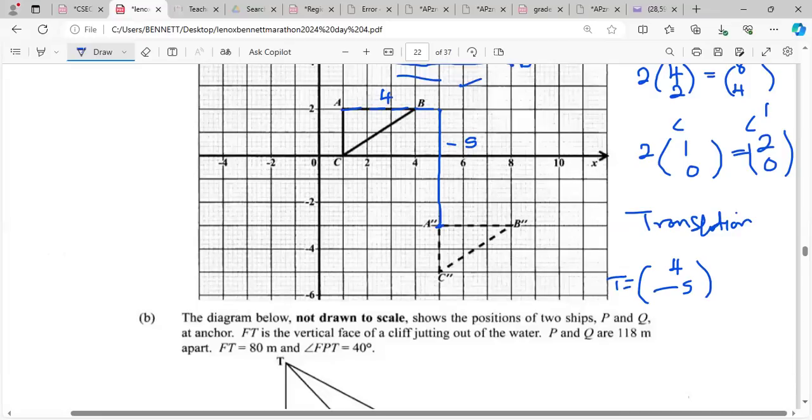So once it's a translation, the orientation does not change. As my teacher described to me when we were in high school, she said translation is a push or pull. So it's like a slide of the triangle: 4 places to your right, and then you slide it down 5. I think once she said that to me, I kind of understood what translation is. So the orientation does not change.